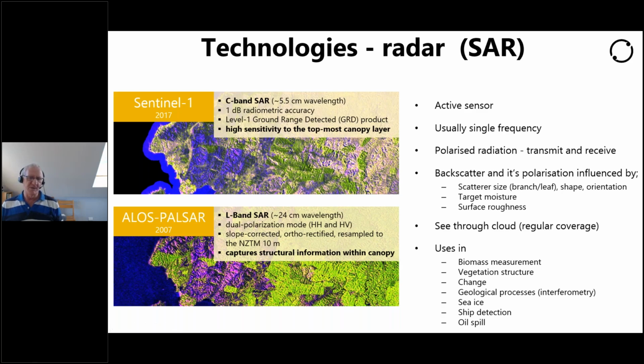I won't go through them all, but maybe this final one, oil spills. That's where oil is on the surface of the water, and it tends to reduce the roughness of the water or the waves. And because of this effect on scattering from being affected by roughness, you can see dark patches on the water where the oil has spilt.